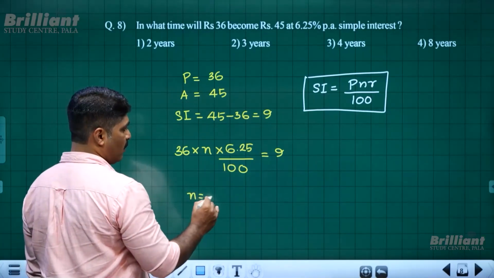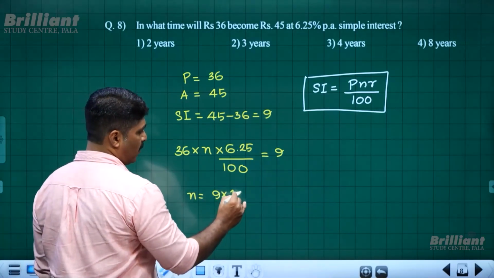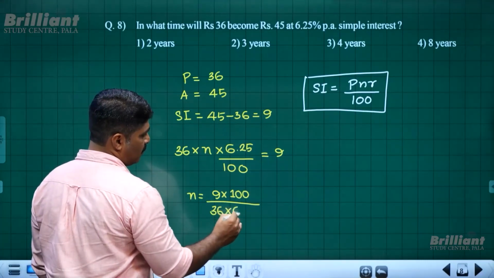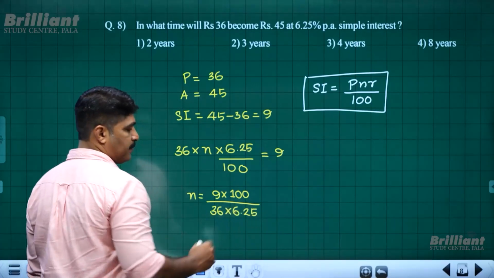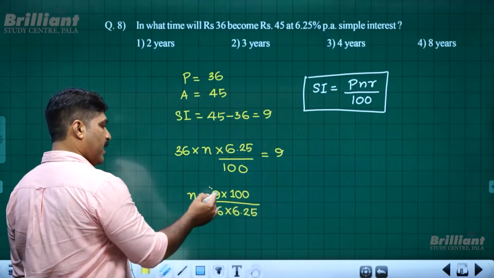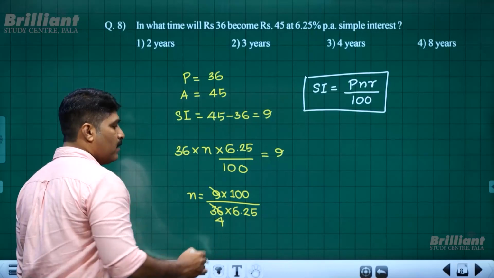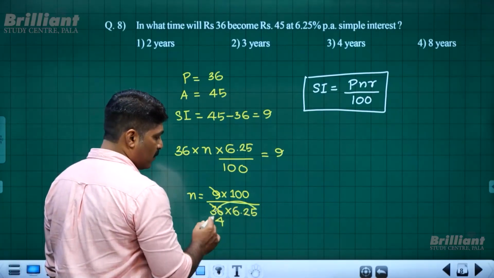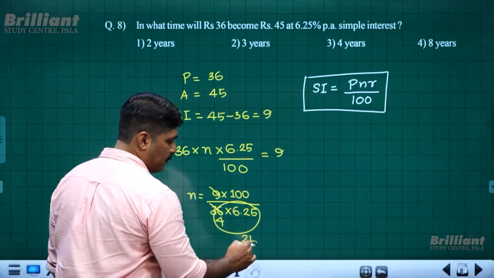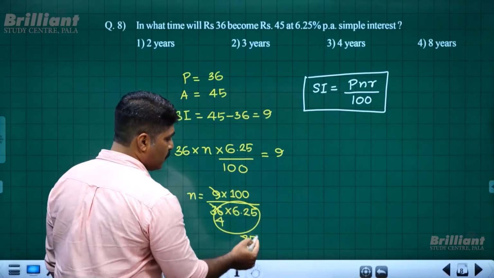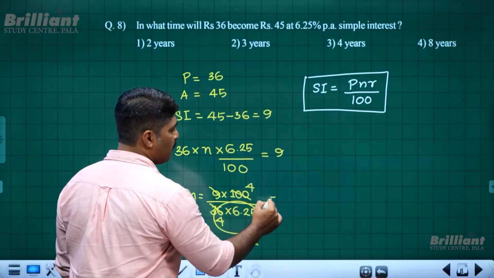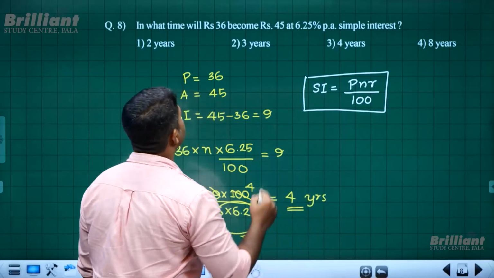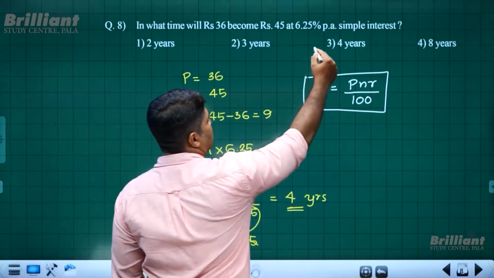Therefore, N is equal to 9 into 100 divided by 36 into 6.25. Here we know that 36 is 4 times 9. Do you know what is 4 times 6.25? This will be equal to 25. So then what happened here? This 25 and 100, that is equal to 4. Hence, the answer is 4 years. So the answer is option 3.